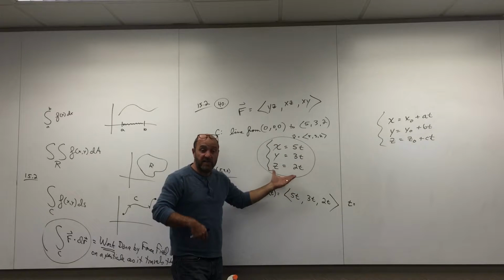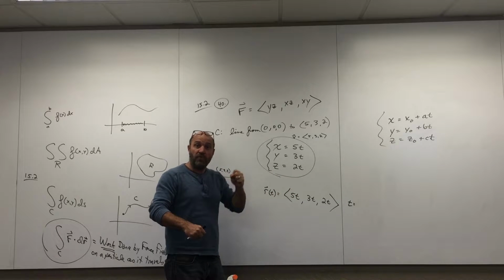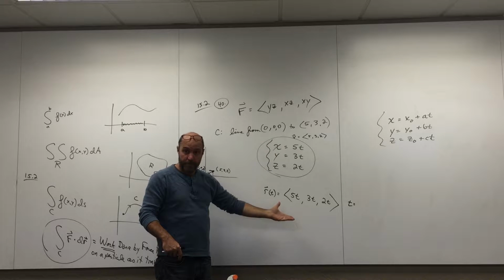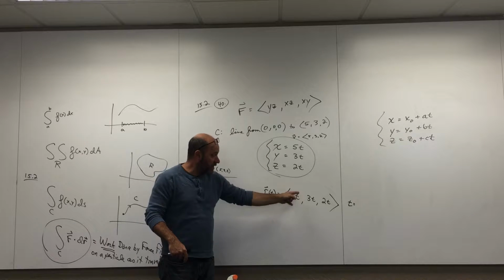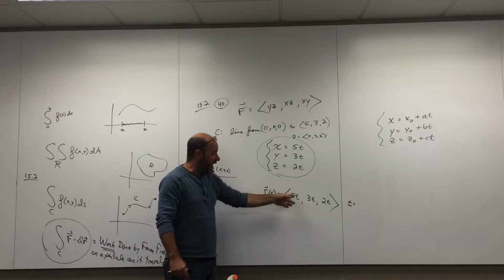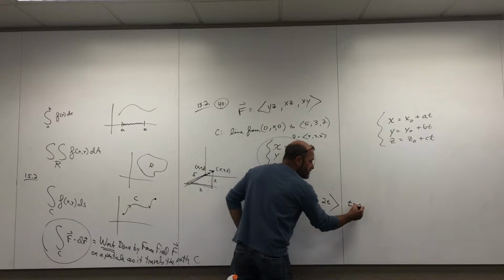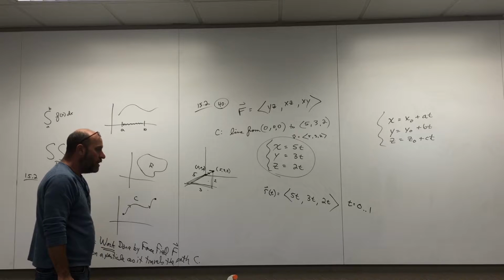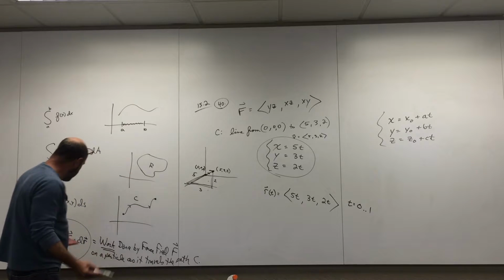With the parametric equations that I set up, 0 to 1 will make me start there and end there. A 0 will give me 0, 0, 0. A 1 will give me 5, 3, 2. I want t to go from 0 to 1. Oh, I see. Okay, I needed that. What else do I need?